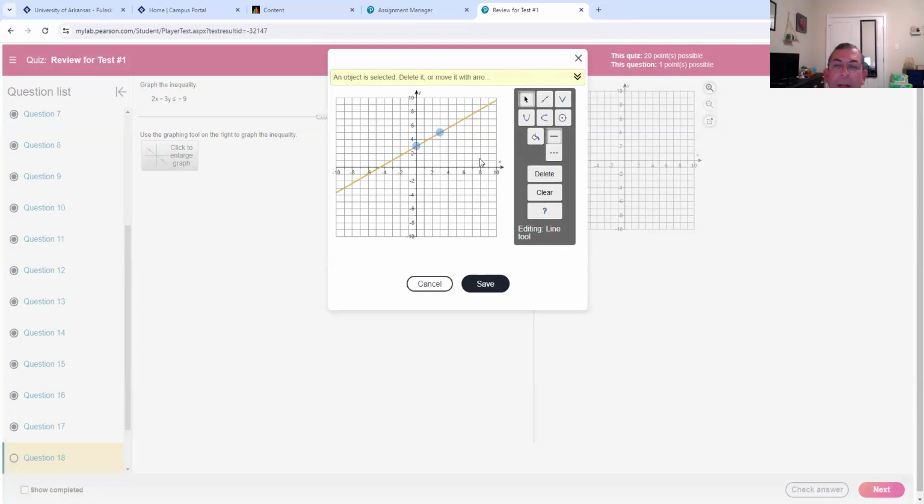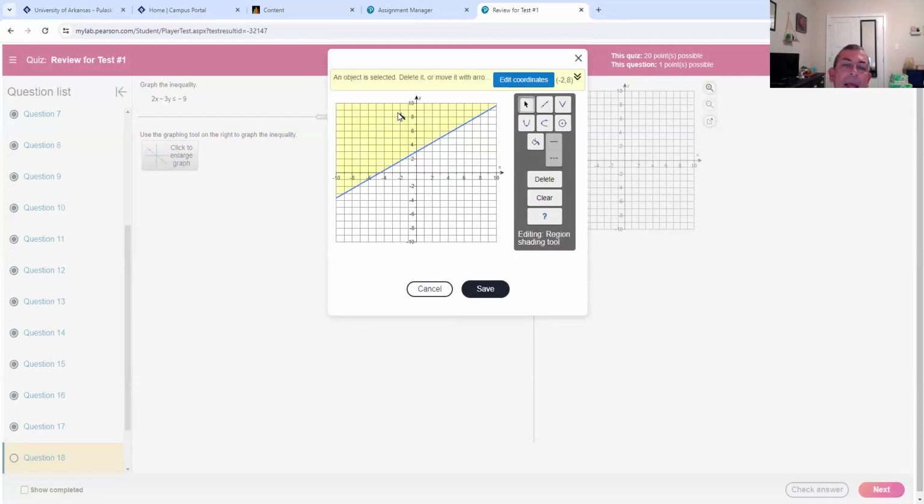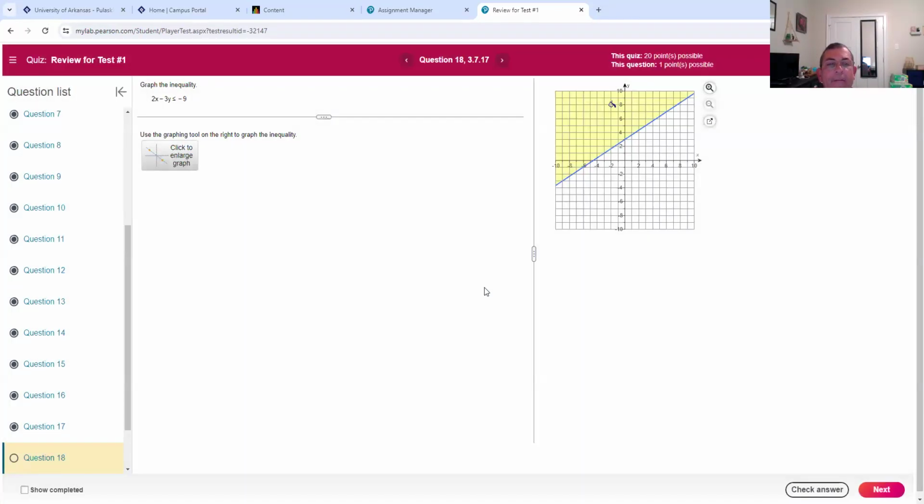My line is solid. So now grab that paint can, and we said we're going to shade above the line and click. At that point, you would save your graph and move to the next. Now I'm going to show you that one on the calculator real quick. So let me go to my calculator.